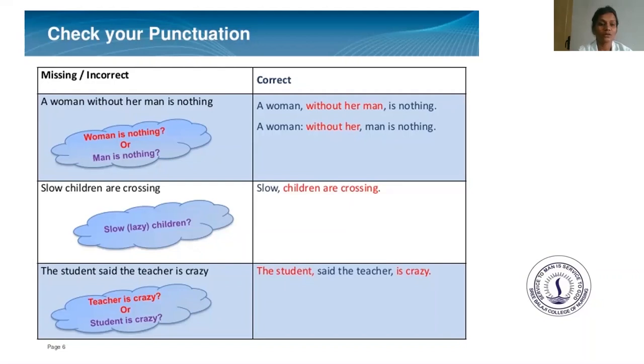Slow children are crossing. If it is without punctuation, it is like lazy children. Do you mean lazy children? But with correct punctuation, slow, children are crossing. The student said the teacher is crazy. It is without the punctuation. Do you mean the teacher is crazy or the student is crazy? The student, said the teacher, is crazy. Here, the student is crazy.